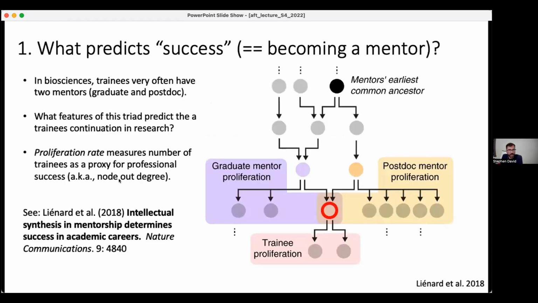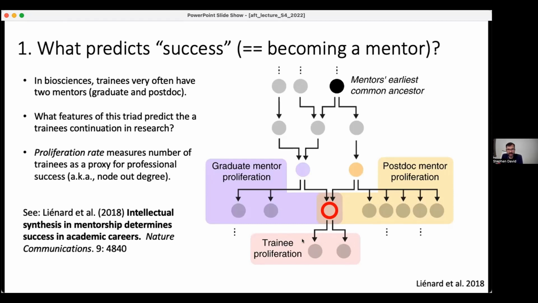Okay, so in this study, we were interested in trying to understand what it means to succeed based on your intellectual relationship with your mentors. And in this particular case, we're focusing on bioscience, where very often trainees will have two mentors, a PhD mentor or graduate mentor and a postdoctoral mentor that's rounding out their training. And we're trying to understand, here in this network graph, or a cartoon that captures the important features of the mentorship graph.